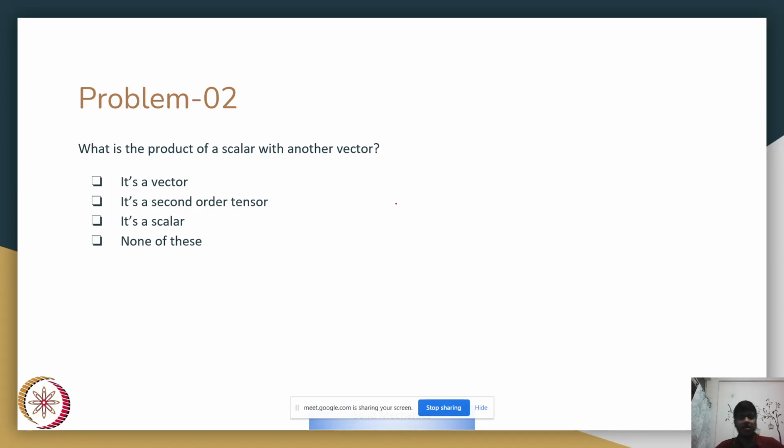Good. So, second problem. What is the product of a scalar with a vector? You have a scalar S and you have a vector V, which, if represented in, say, E1, E2, and E3 coordinate frame, will have certain components V1, V2, and V3. So, what is the product S into V?